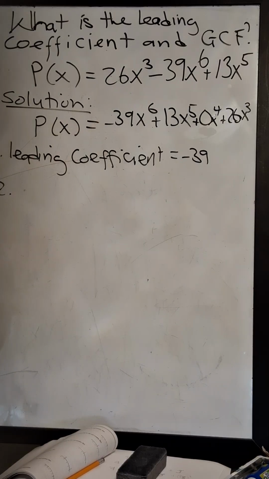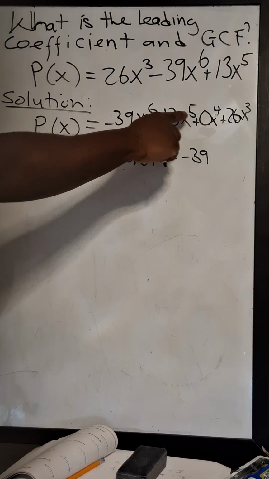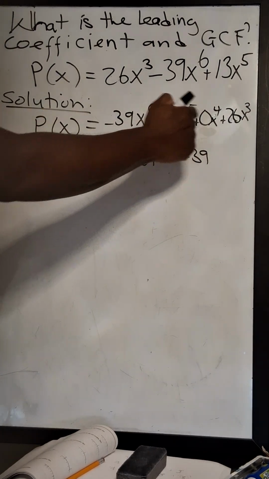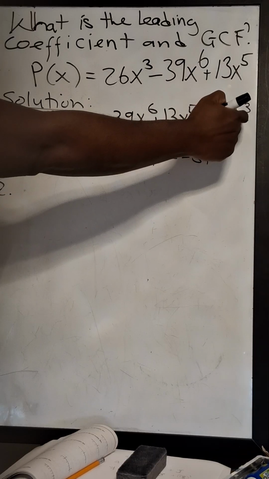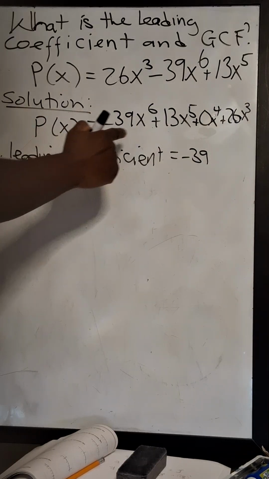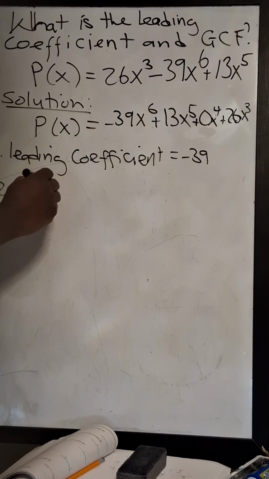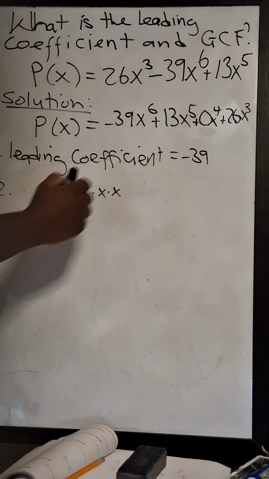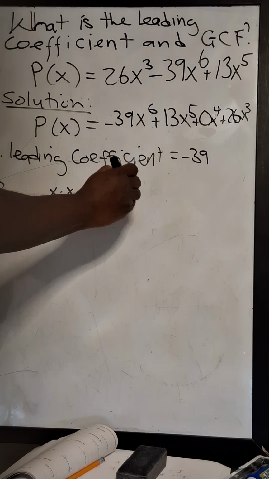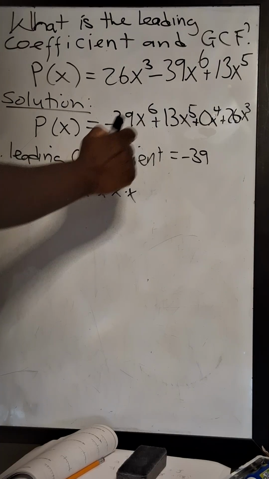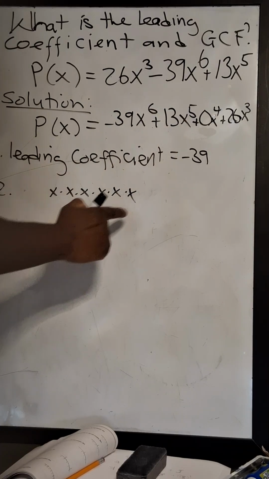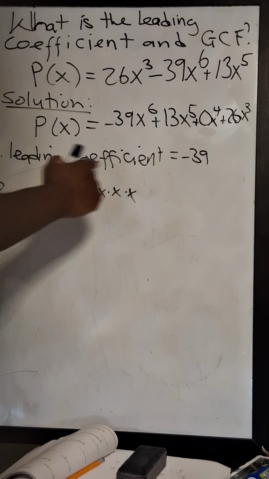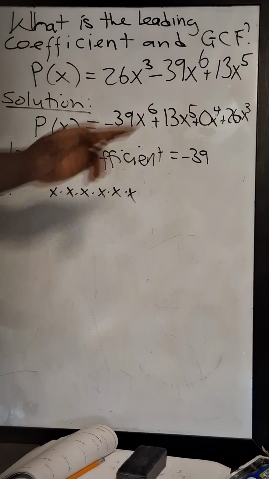And then the GCF, if you look at this, we have x to the 6, x to the 5, x to the 4, x to the 3. So for the x's, what is common to all of them will be x to the third, because x to the 6 is x times x times x times x times x times x. That's x to the 6. And then you also have x to the 5. So what is common to all of them is x cubed.